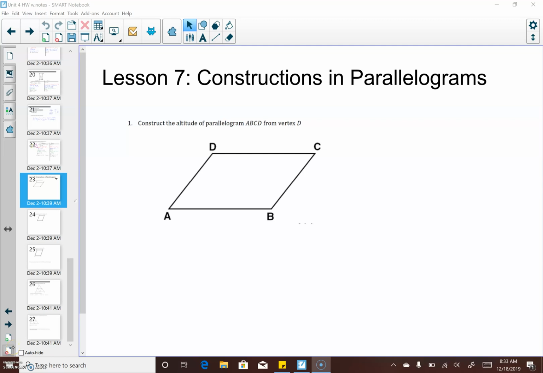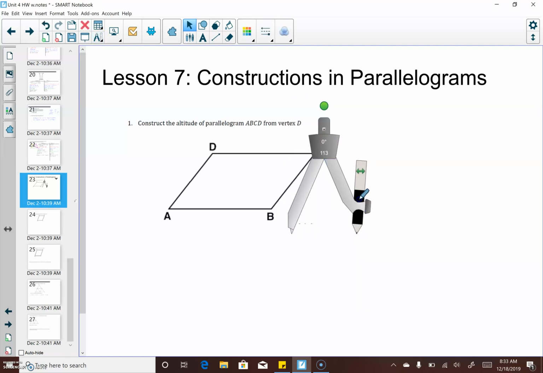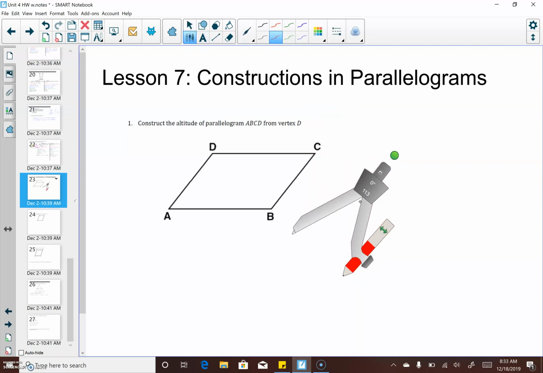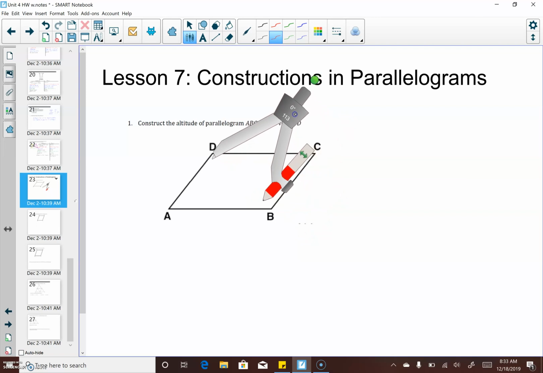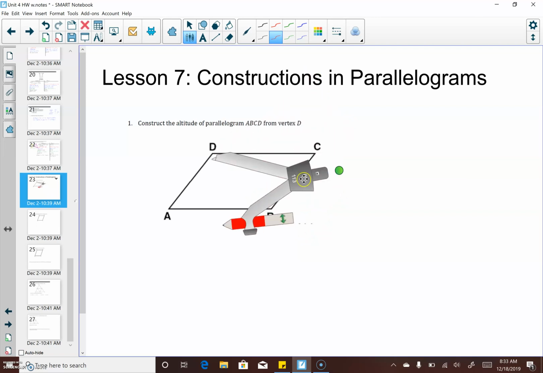For lesson 7 homework, we're going to talk about some of our constructions in parallelograms. So the first one wants us to construct an altitude of parallelogram ABCD from vertex D. Now in class, the way we did this was we did it from vertex C, which meant we had to extend our line. But for this piece here, because we're doing it from vertex D, we want to take a look to see if we have to actually extend our line or not.